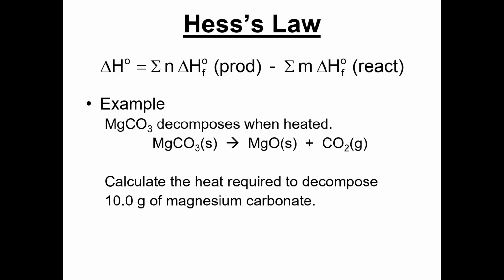Okay, so if I wanted to make it more complicated, I could say calculate the heat required to decompose 10 grams of magnesium carbonate. So this is magnesium carbonate. It's decomposing to magnesium oxide and carbon dioxide. And if I look up the delta H for carbon dioxide in the gaseous phase, you find that's minus 393.